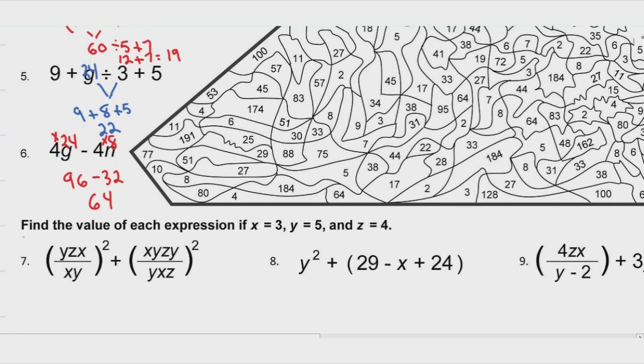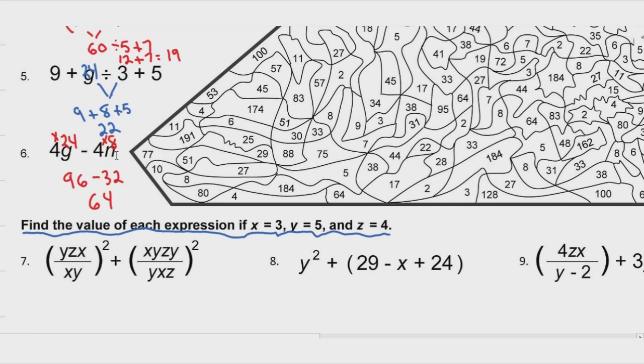Let's take a look at 7 through 12. The directions say find the value of each expression if x equals 3, y equals 5, and z equals 4. So now we have 3 variables, and we got to make sure we don't get confused and start getting them mixed up. So make sure you got x equals 3, y equals 5, and z equals 4. Now, I'll help you with problem 7, and then you can try doing 8 through 12 on your own.